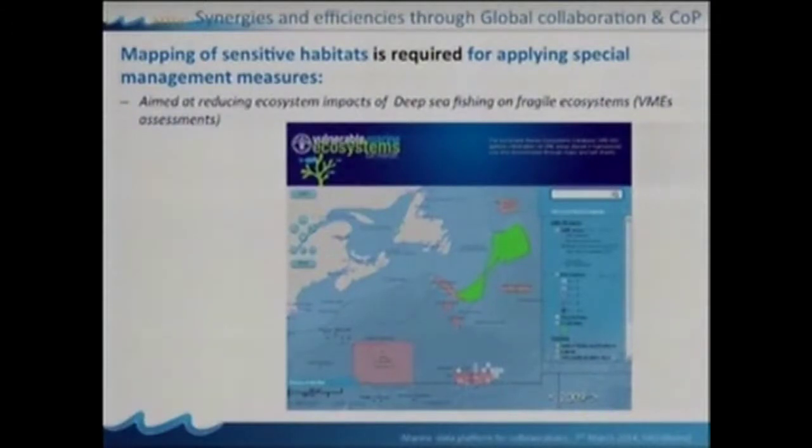Mapping of sensitive habitats is required for applying special management measures. This is a snapshot of the vulnerable marine ecosystem database where the global community, through the regional fishery management organizations involved in the deep seas, try to identify these vulnerable areas and map them for protection of these habitats.